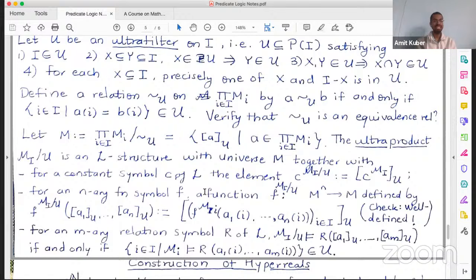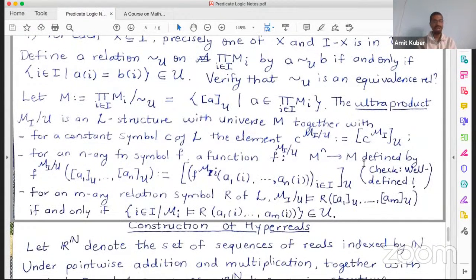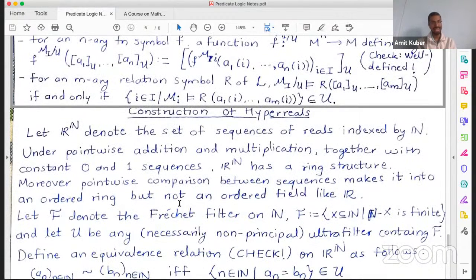These are tedious things to just write down, and you might get intimidated by these fancy notations, and you have to also check some well-definedness somewhere. But these can all be done. They are straightforward verifications. If you have patience, you can go through them. So that's why I did not say anything about the general structure. I just said hyperreals are interesting, and this is a generalization of the construction of hyperreals.